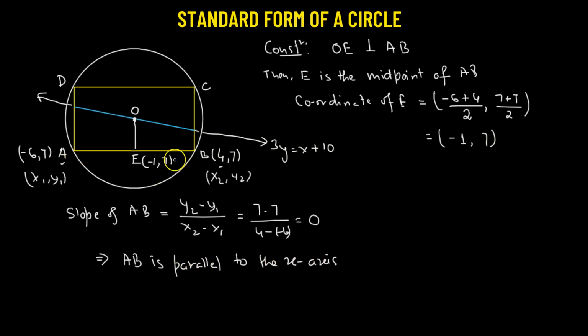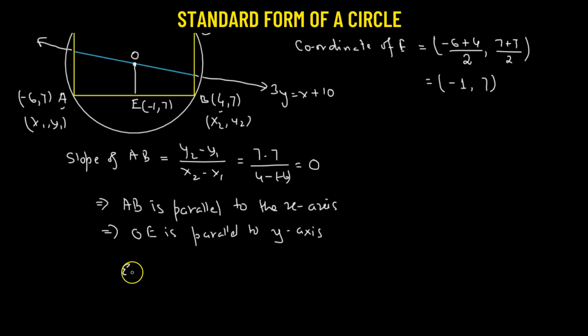Now think about it. If AB is parallel to the x-axis, this would also mean that OE is going to be parallel to the y-axis. Since OE is parallel to the y-axis, we can say that the equation of line OE is going to be given by x = -1. So x = -1 is a line parallel to the y-axis. Because the coordinates of E are (-1, 7), it means that it is passing through x = -1. Fine. So we have now found the equation of line OE.